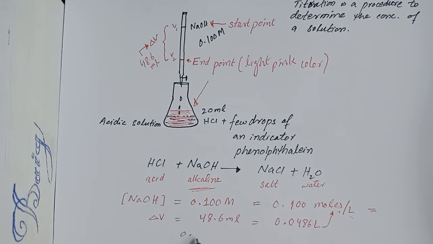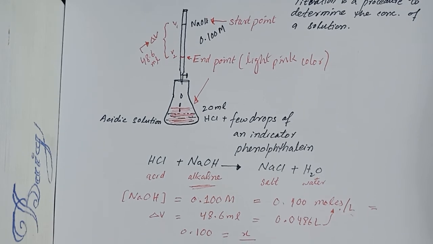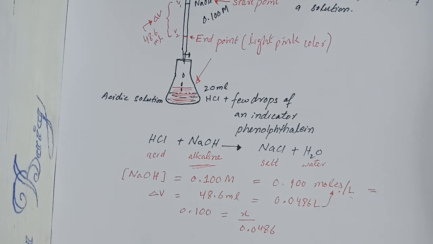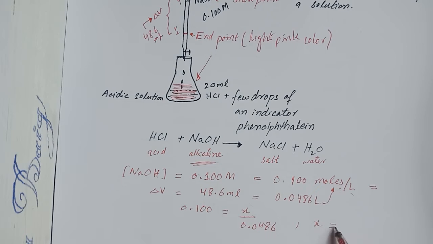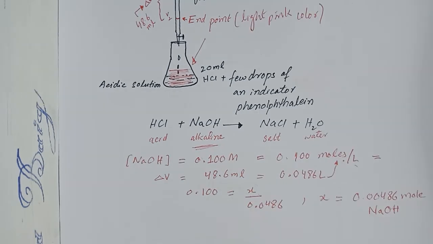So here 0.100 is actually equal to x over 0.0486. So here x is the number of moles. So in this way we can calculate the number of moles of sodium hydroxide, that is the value of x, which is equal to 0.00486 mole of sodium hydroxide that has been used in our titration.